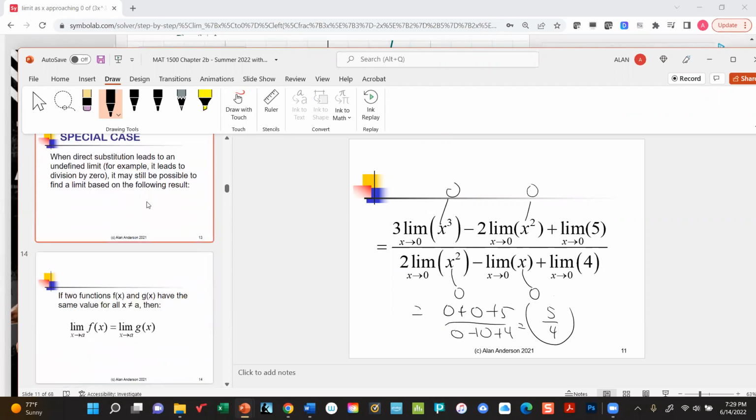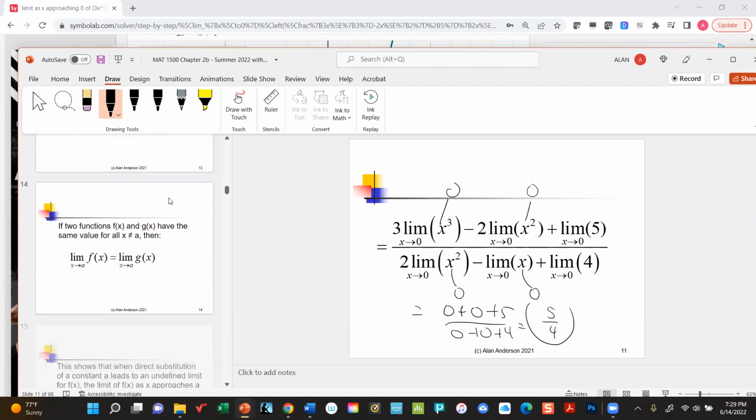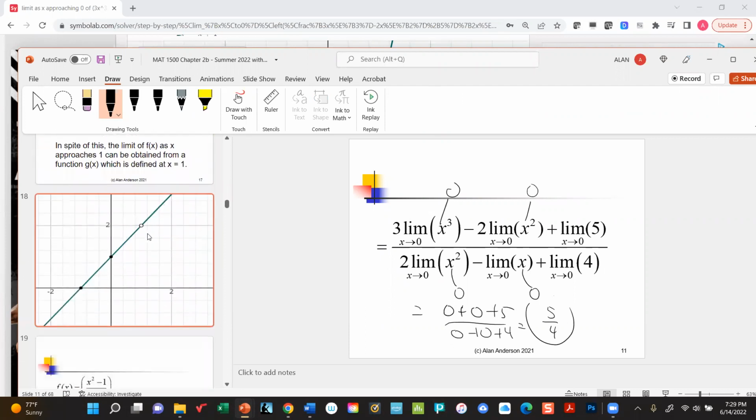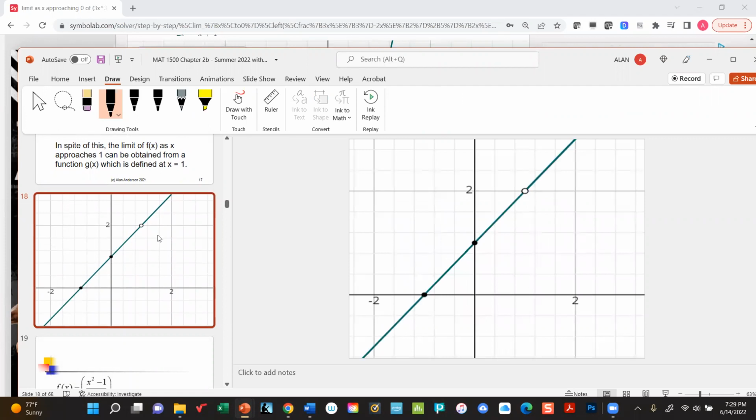Now, this is where it gets interesting. What if we have a case like this? Let me just show you a graph for a second. What's going on here? Well, this function seems to have a hole in it. The function is undefined at that point only. For whatever reason, it's undefined right there at that point. Now, what does that mean? Does that mean there's no limit? Well, let's find out.